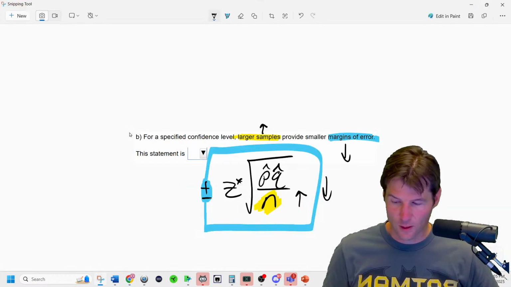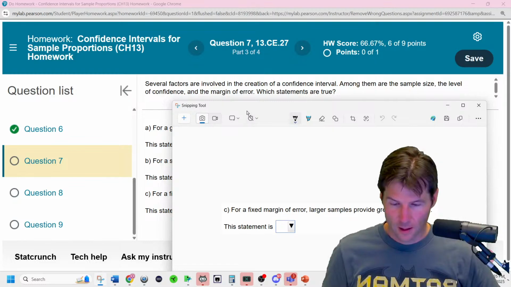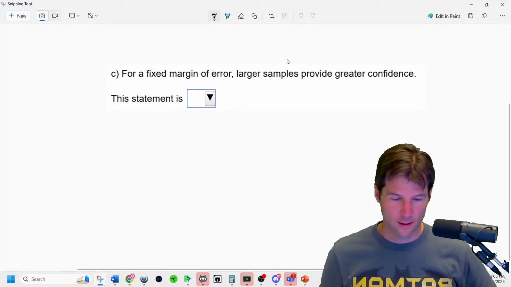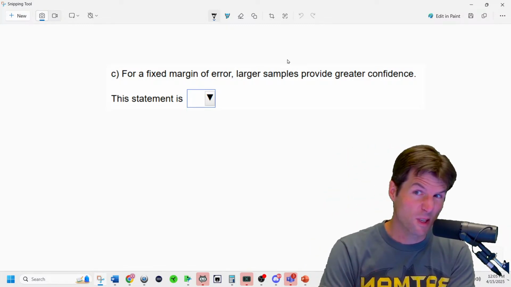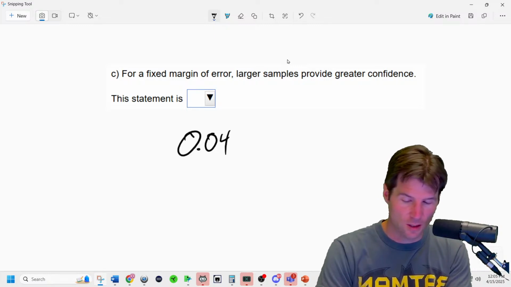This one's tough. This one gets me every once in a while. I hate the way this one's phrased. This one is saying, hey, I got this wrong the first semester I taught this class. Don't tell anybody. It's saying if you have a margin of error of something like this right here, it's fixed. It can't change. It's 0.04.